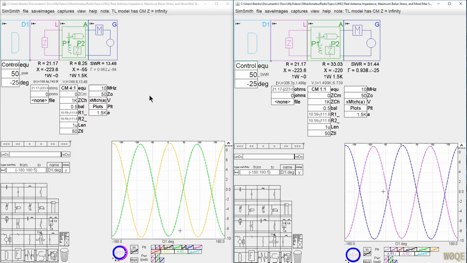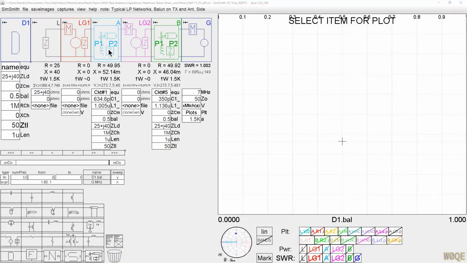Now, people might say, well, of course this is going to be hard. That's why we put the balun on the transmitter side of the matching network. And let's go look and see what that does. Now, in this circuit, we have two specific circuits we're going to compare to each other. One has the balun on the transmitter side of the matching network, and one has it on the antenna side of the matching network.